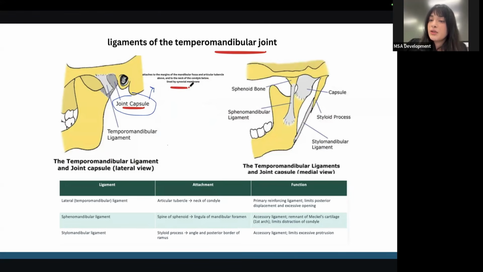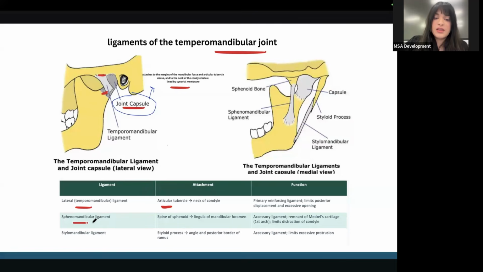It is lined by the synovial membrane, which secretes the synovial fluid. Then you have the temporomandibular ligaments over here. Now this attaches from the articular tubercle over here to the neck of the condyle. The function is it limits posterior displacement and excessive opening. So if you want to open your mouth, you can't open it forever. That's because you have the temporomandibular ligaments.